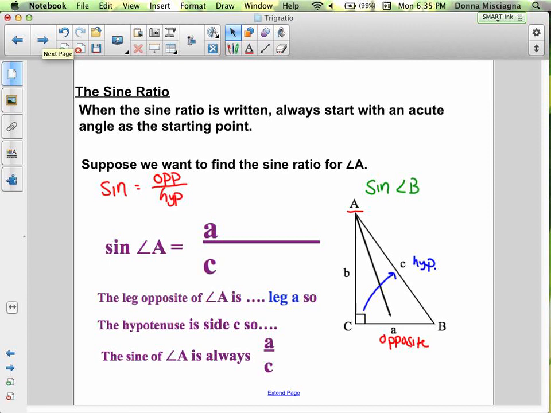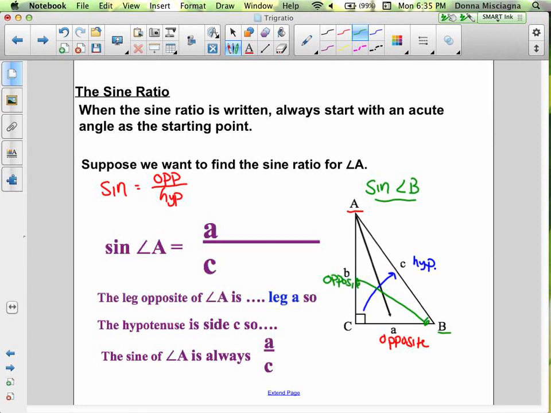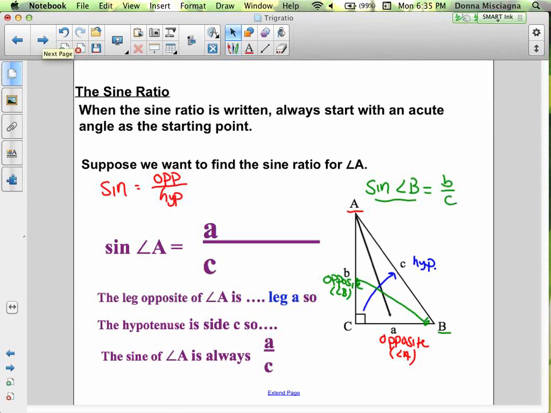What if we want the sine ratio for angle B? Now we're starting over here, with this angle. The opposite side for angle B is this side. So side B is the opposite for angle B, and side A was the opposite for angle A. But no matter what, the hypotenuse is side C. So the sine ratio for angle B is going to be side B over C, the hypotenuse. Right?